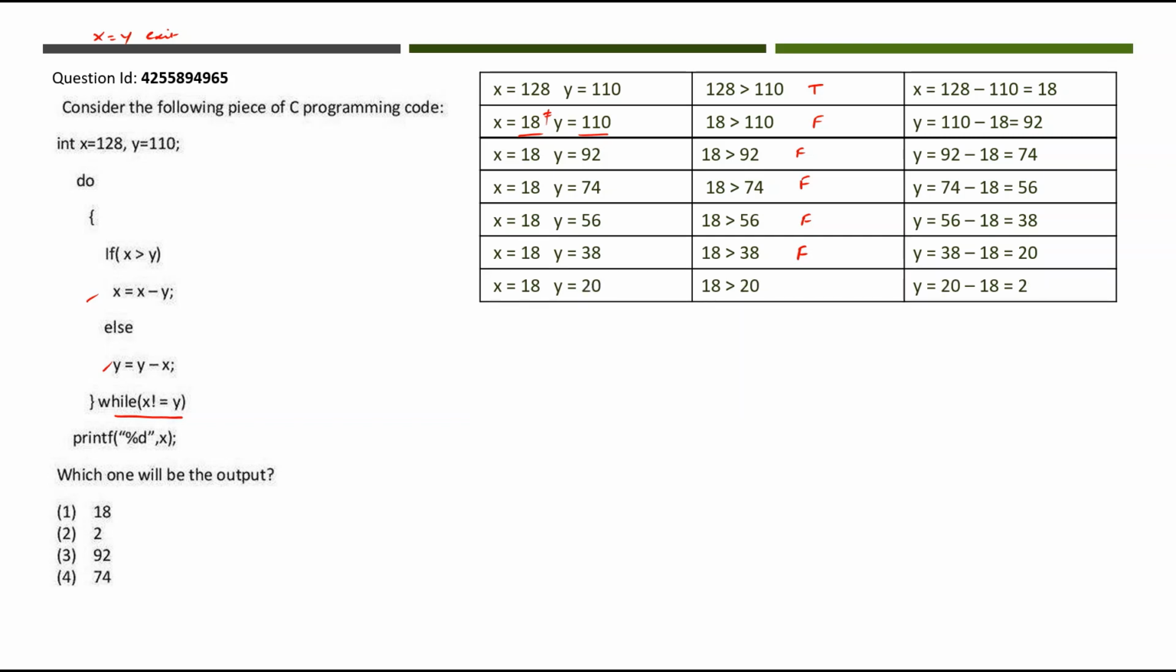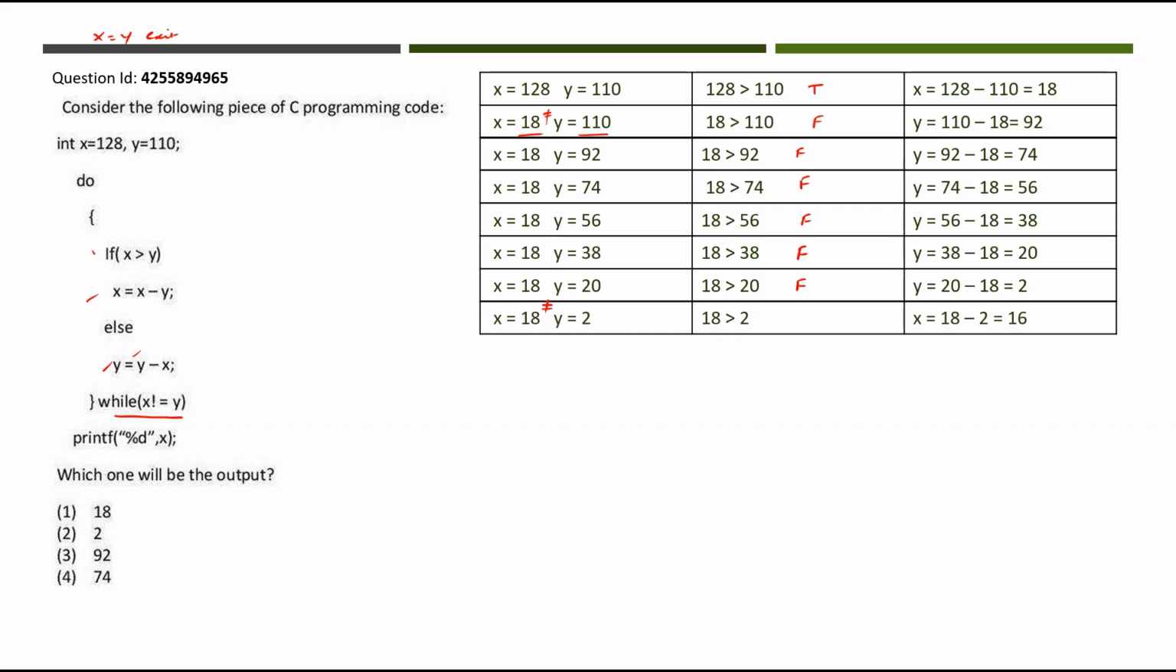Now we have x = 18 and y = 20. Still 18 is less than 20. So this false part will be executing. y = y - x. Now y is equal to 2. So we have x = 18 and y = 2. Still they are not equal.